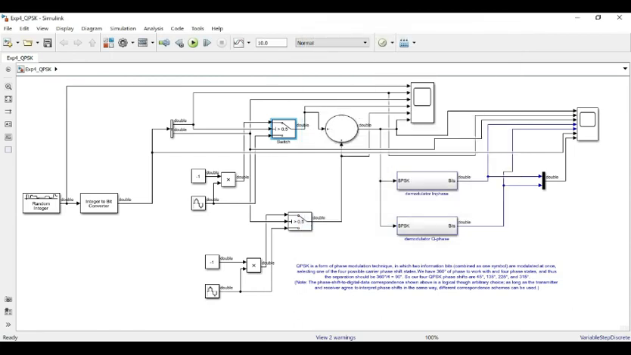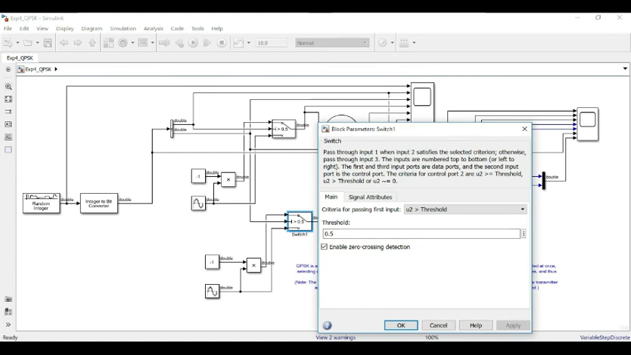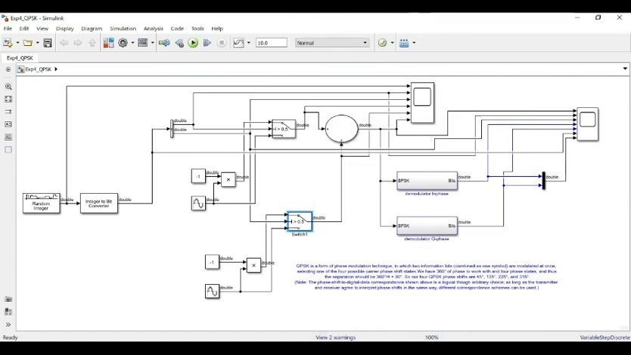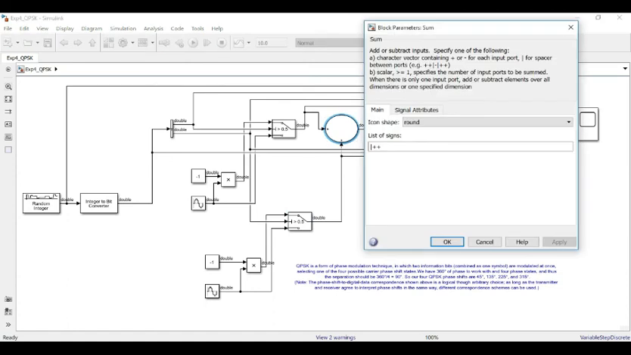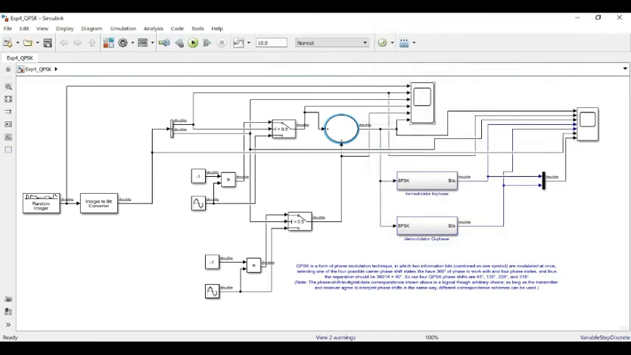Then again we're going to take one more block of the same manner, that will be moved to again a switch which has a threshold parameter of 0.5. After comparing these two, that will be summed. You can observe here, this is called a vector. Vector addition is going to happen here. Then that will be displayed.